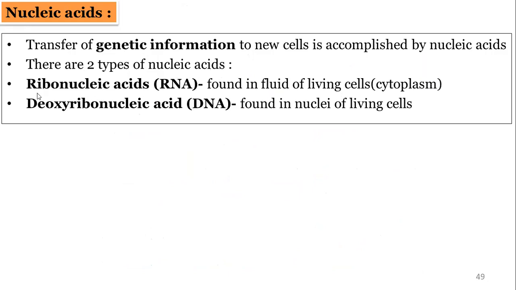One is RNA, called ribonucleic acid, which is found in the fluid of living cells, the cytoplasm. And the next nucleic acid is deoxyribonucleic acid, called DNA. These are the short forms of the nucleic acids, RNA and DNA. What is the role of nucleic acids? To transfer the genetic information. Remember, to transfer the genetic information to new cells. It is the function of nucleic acids.